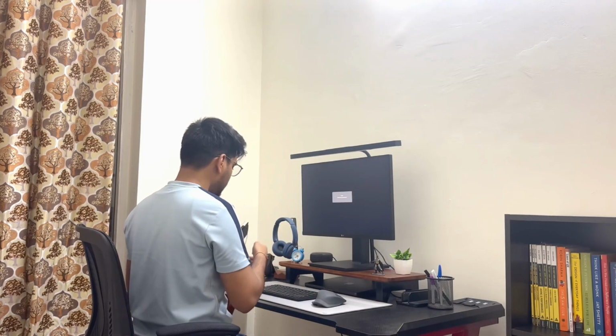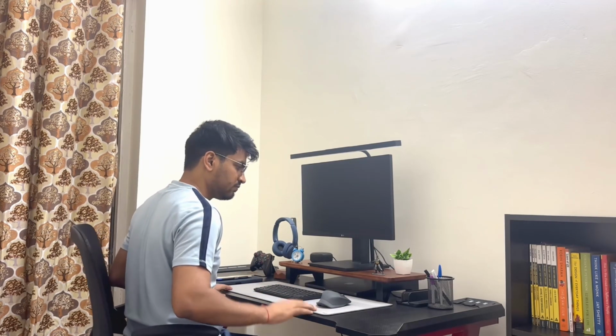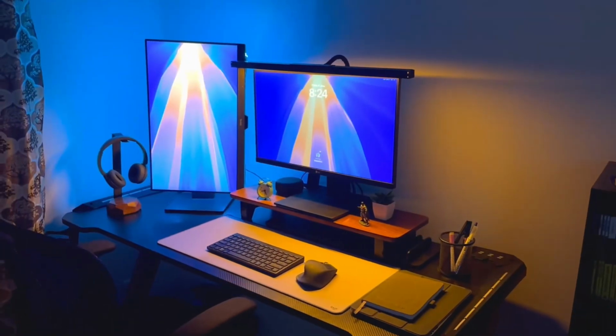Before I call it a day, I like to tidy up, place the gadgets back in place, headphones on the stand, iPad and notebook stack, everything clean for tomorrow.